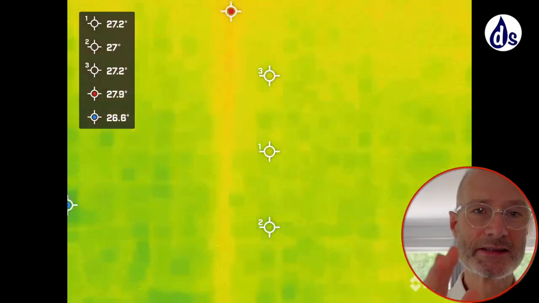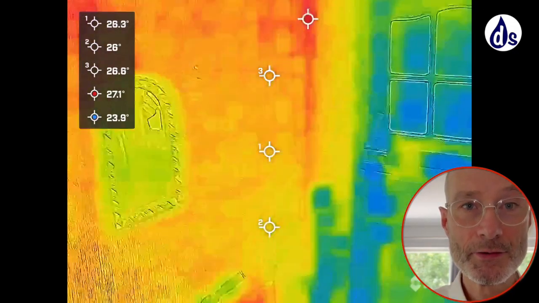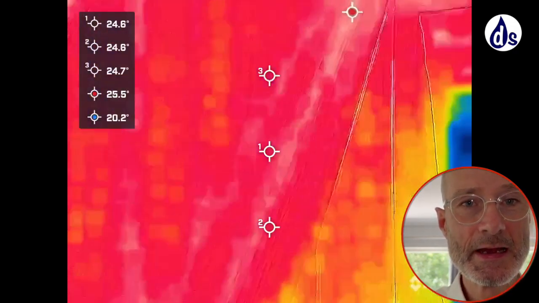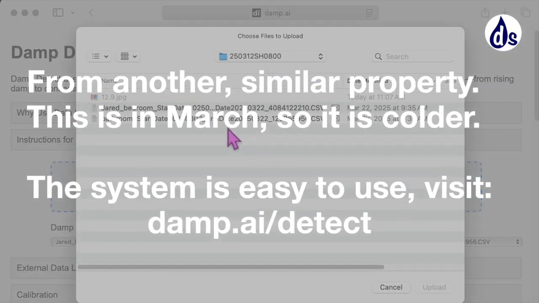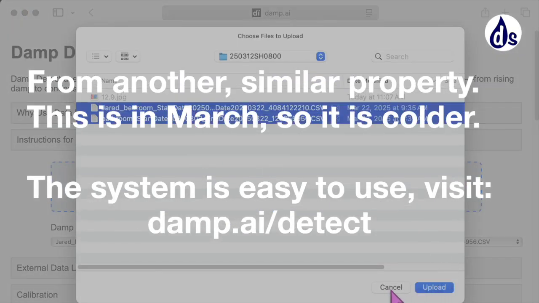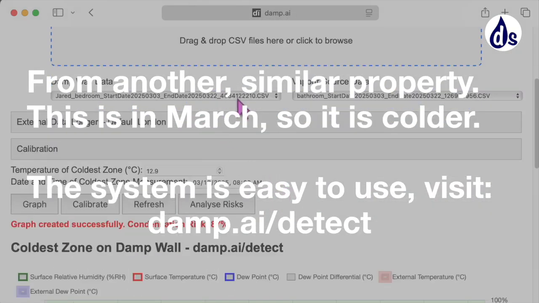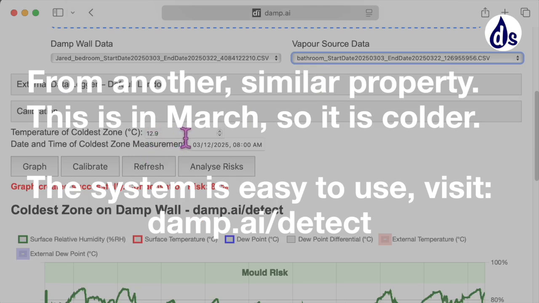I don't have your data from your data loggers, but have a look online at Damp.ai/detect, and I will play out an example of somebody else's data loggers from wintertime, so you can see a comparative. So here's Damp.detect. I preloaded it, but I'll show you how to do it. You just open up, upload your files, which you will have downloaded from the Sensor Blue app, select the wall to look at and the nearest vapour source.